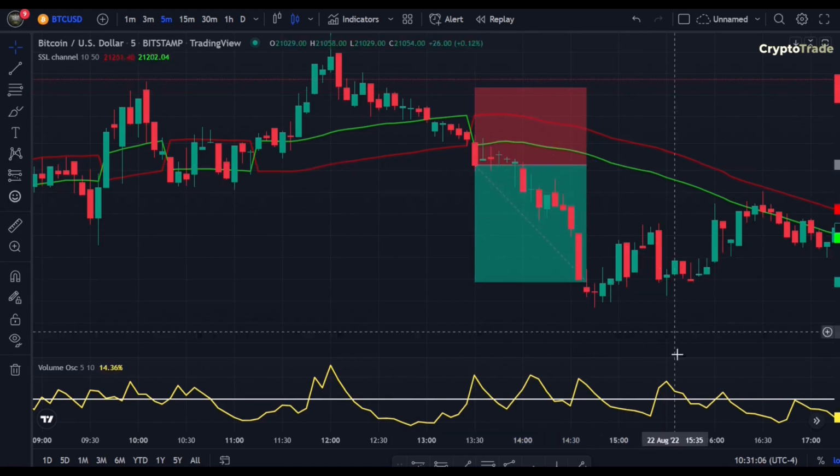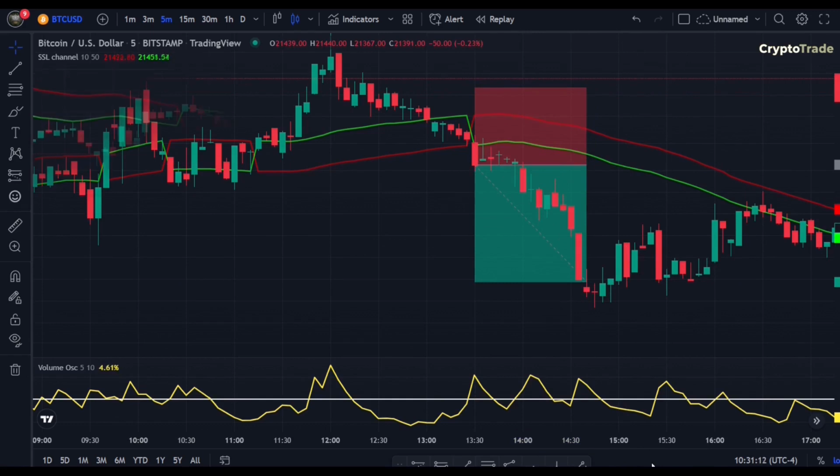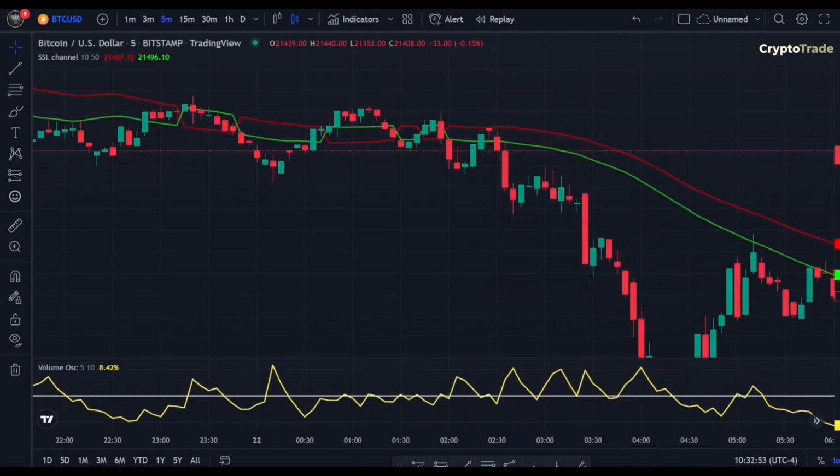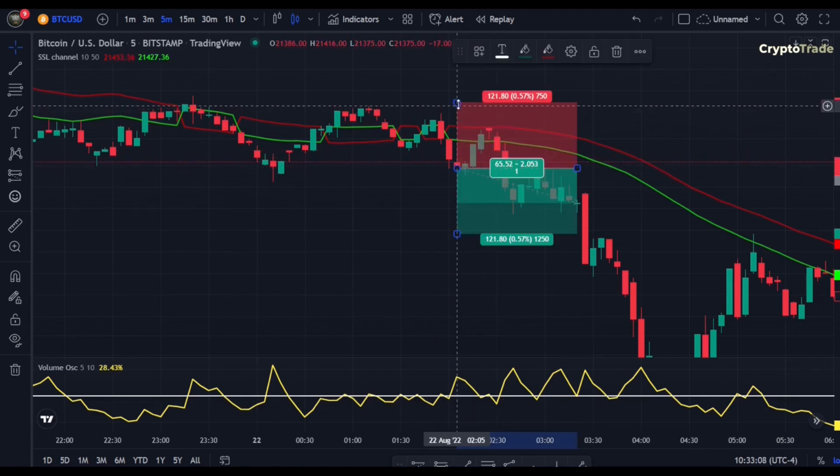The market reached the target and the trade was automatically closed successfully. Let's look for the next trade. The SSL channel indicator gives a sell signal, with the red line crossing the green line upwards. The volume oscillator indicator is above the white line. As these conditions are met, then place a sell order at the close of the candle.